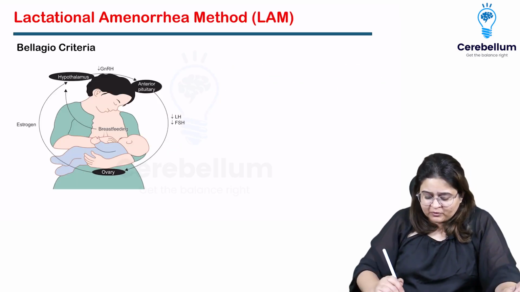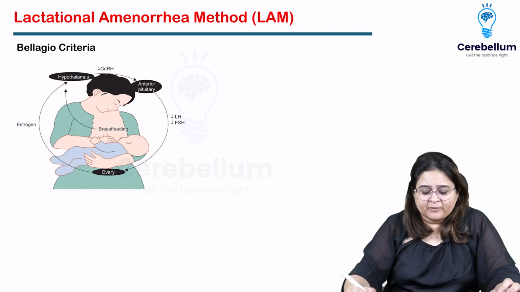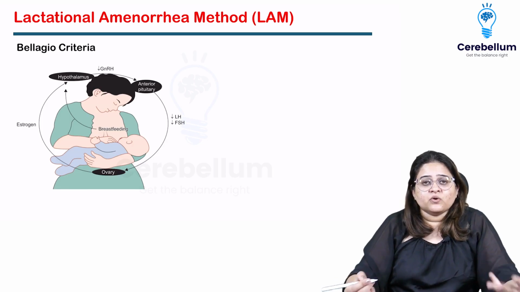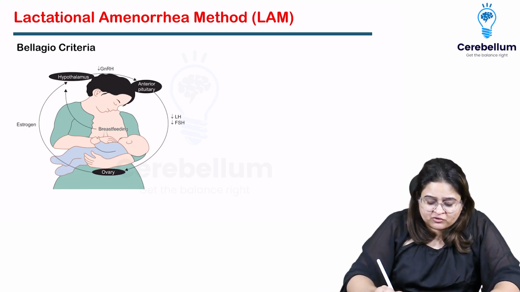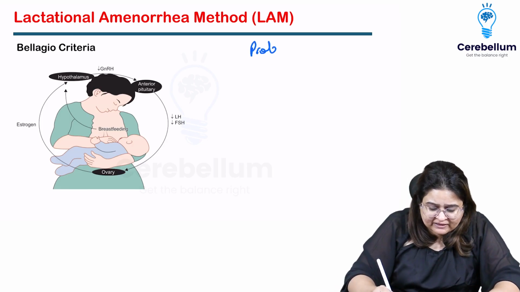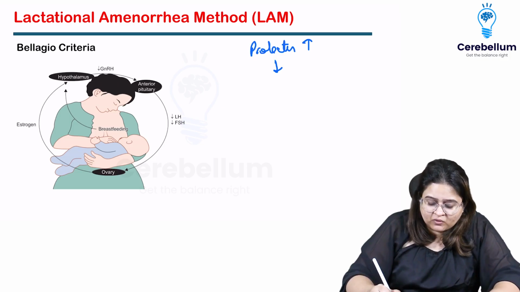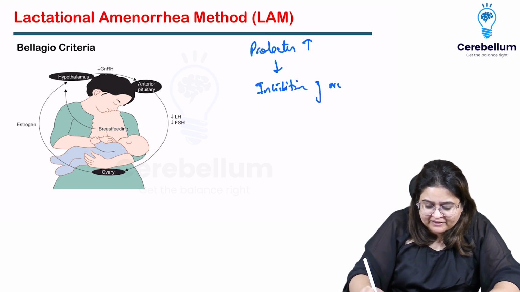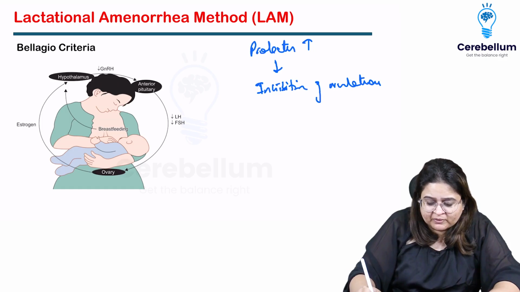I'm not going to discuss all of these much, but what is important is the lactational amenorrhea method. Questions come on this. The primary question is, what is this method and why is it effective? A woman who is lactating has high levels of prolactin, and prolactin is known to cause inhibition of ovulation. So that's the mechanism of action. That's how we know it will work.